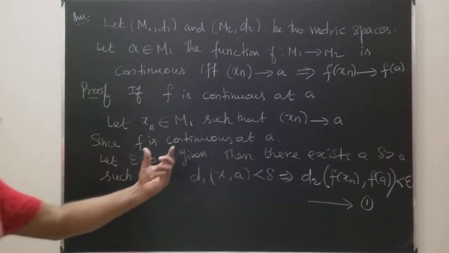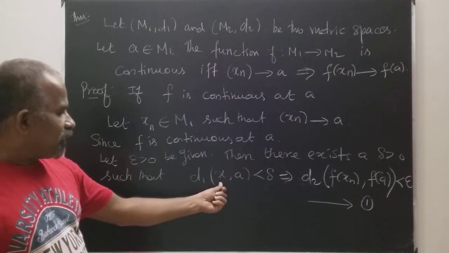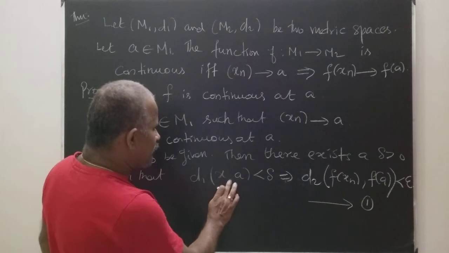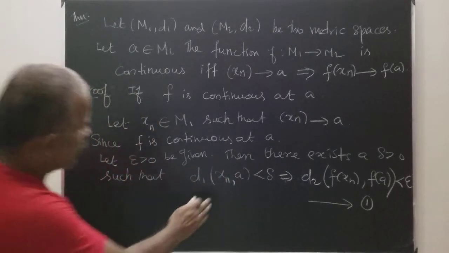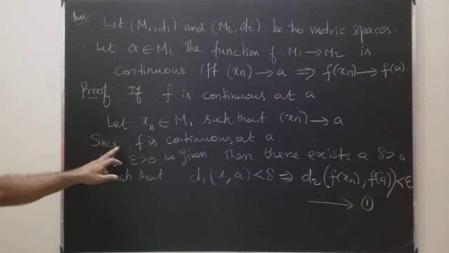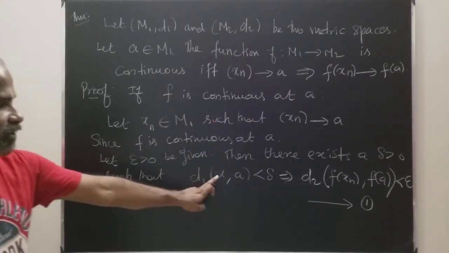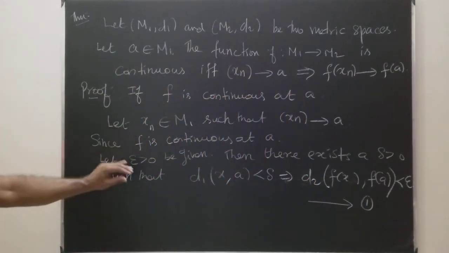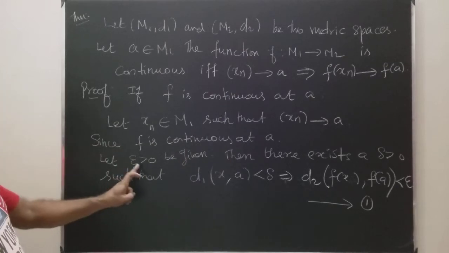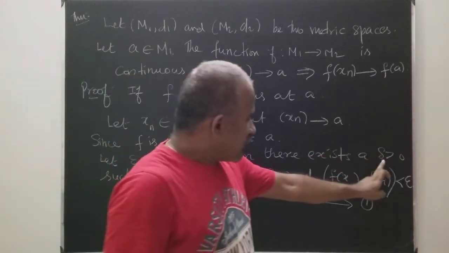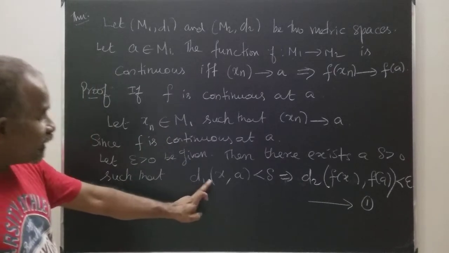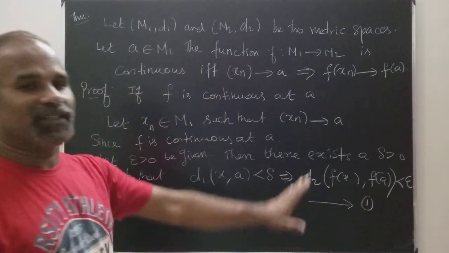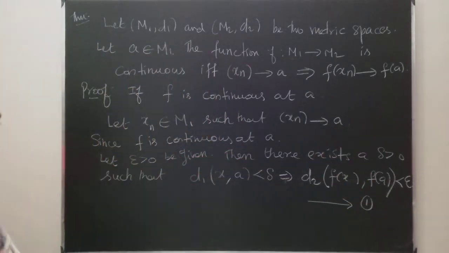What does it mean? Because we are using only that f is continuous at A, for all x: given epsilon greater than 0, there exists a delta greater than 0 such that d1 of x comma A less than delta implies d2 of f of x comma f of A is less than epsilon. We call it equation number 1.